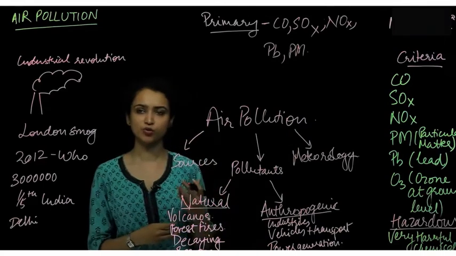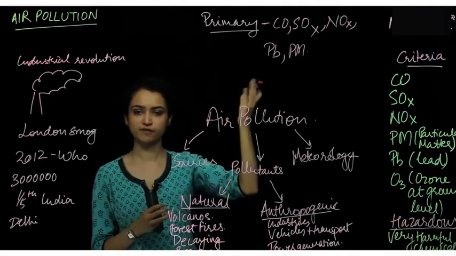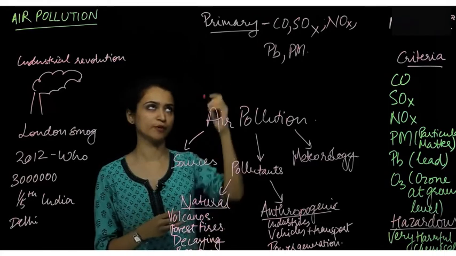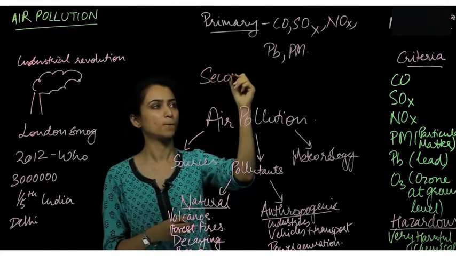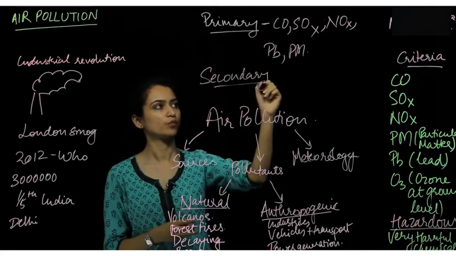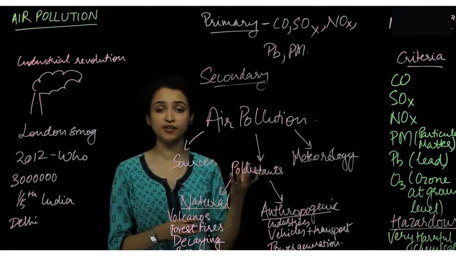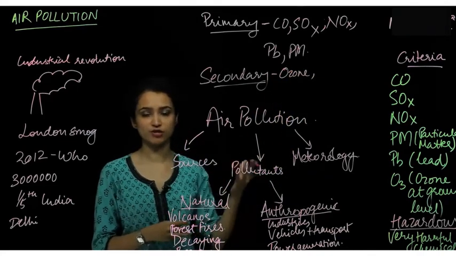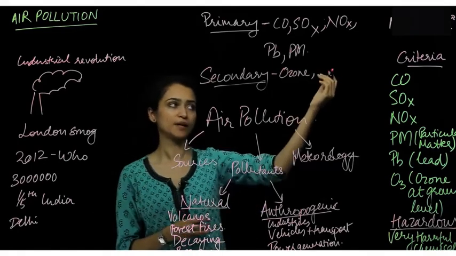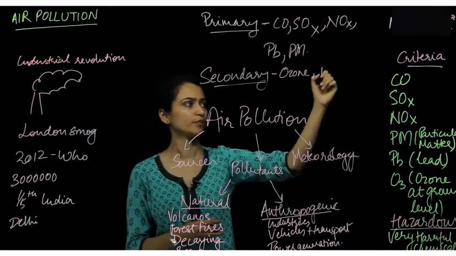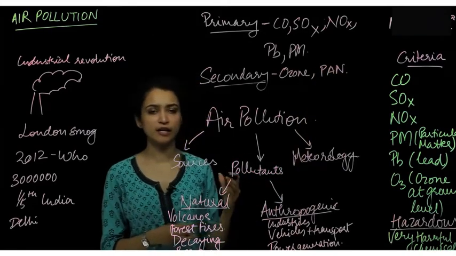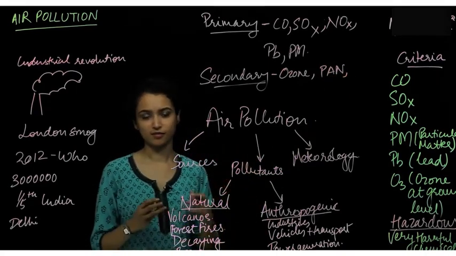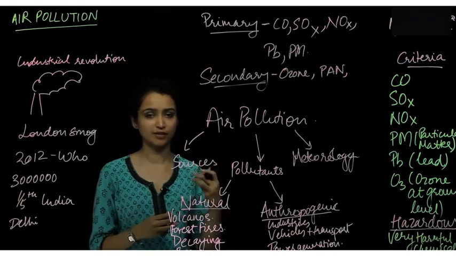The secondary pollutants are those which are formed as a reaction of either these primary pollutants or other components present in the air with the environmental conditions. So examples of secondary pollutants could be ozone, which is formed at ground level. Another example could be PAN, which is peroxyacetyl nitrates. Smog, which is a mixture of nitrous oxides reacting with the sunlight.